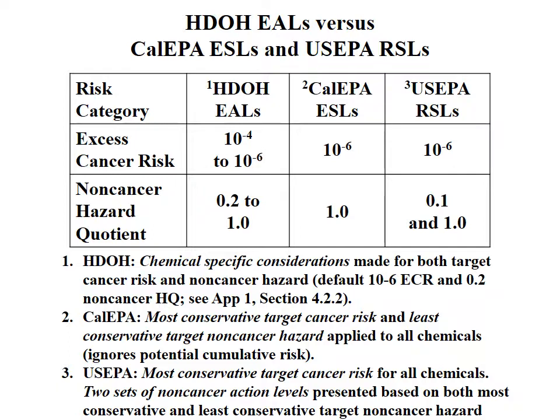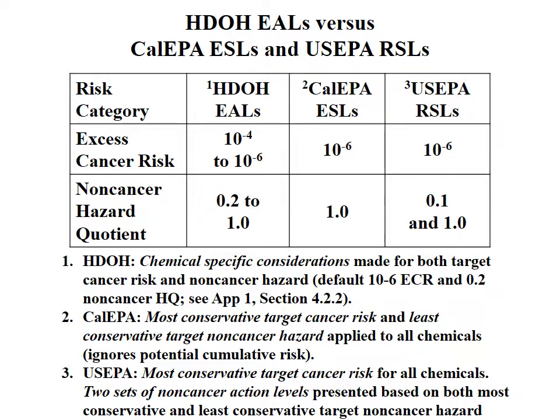For California ESLs, they use a non-cancer hazard quotient of 1. Even though they use the most conservative action level for carcinogenic risk, they use the least conservative action level for non-cancer risk. This was really a problem after I left. We initially had set our action levels in California ESLs to a non-cancer hazard quotient of 0.2. Reasonably conservative, takes into account cumulative risk.